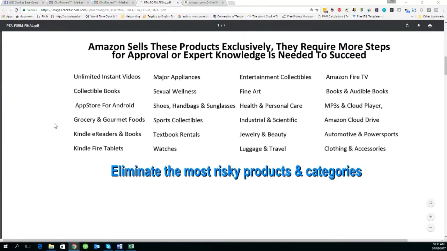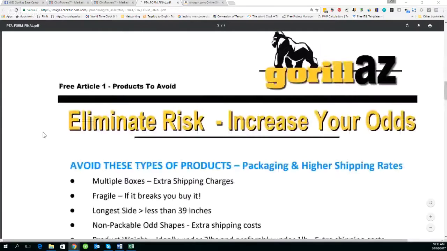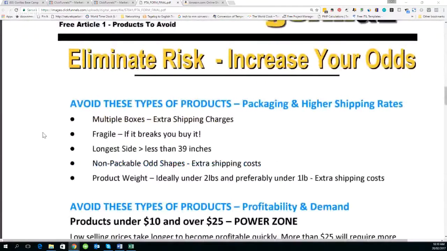Okay. So what we're trying to do is basically eliminate the risk and increase your odds of success. Some of the types of products to avoid: look at multiple boxes, extra shipping charges, and there's a chance that one of the boxes could actually get lost, missed, or not included in your shipping to start with. Fragile, anything that's fragile.